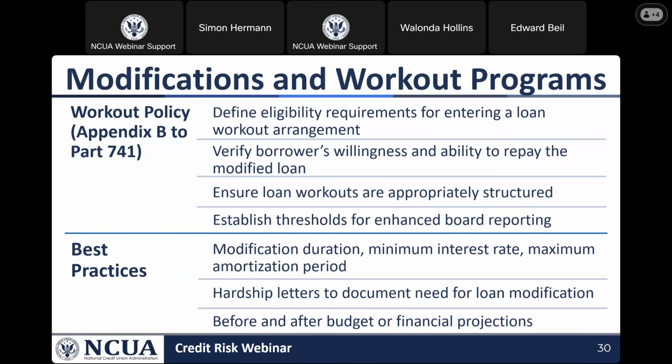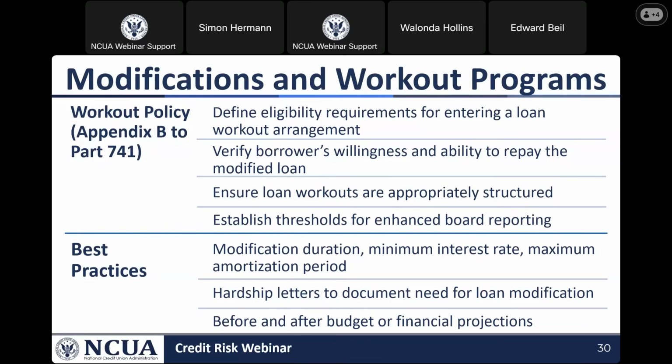It should ensure the credit union makes the loan workout decisions based on the borrower's renewed willingness and ability to repay the loan, which also requires documenting the determination that the borrower is willing and able to repay the loan. And establish sound controls to ensure loan workout actions are appropriately structured.